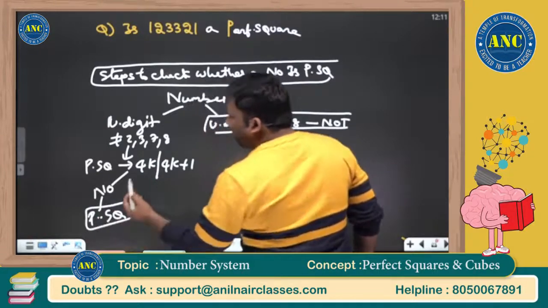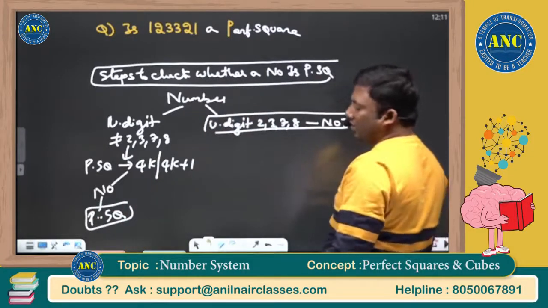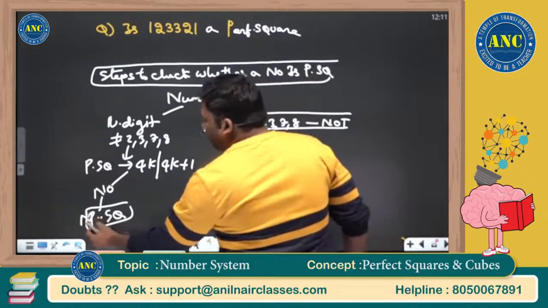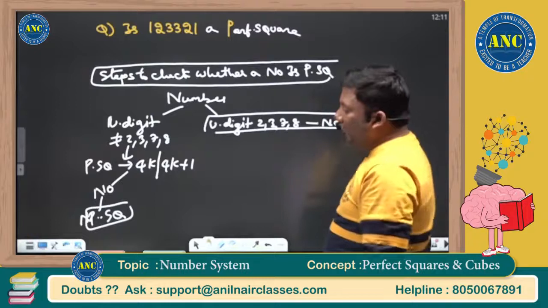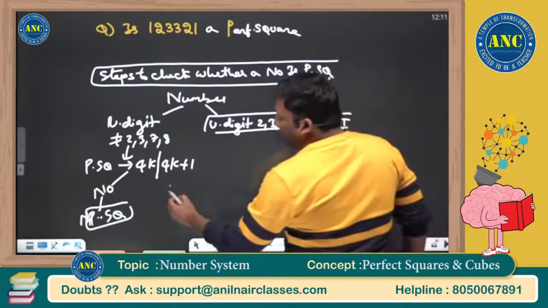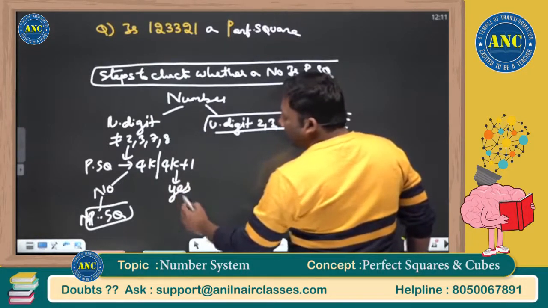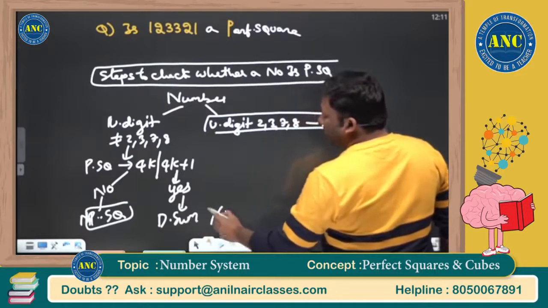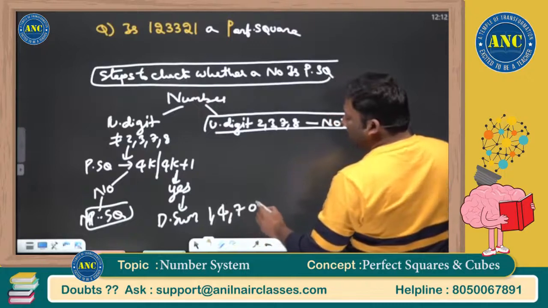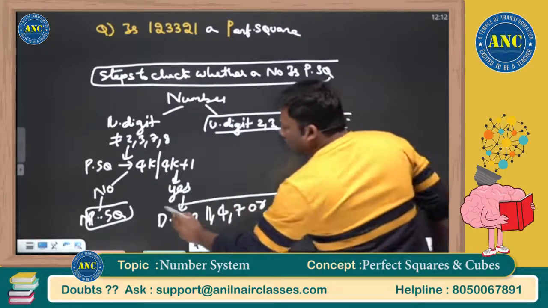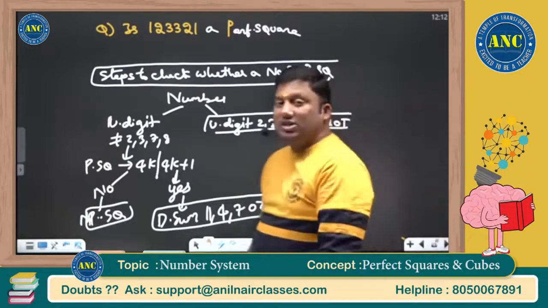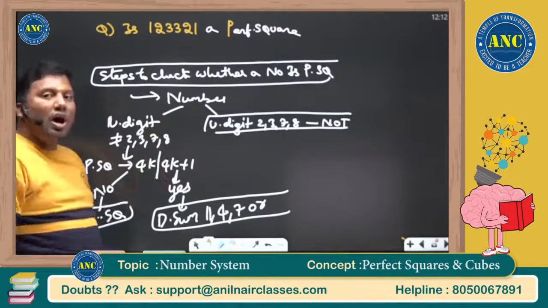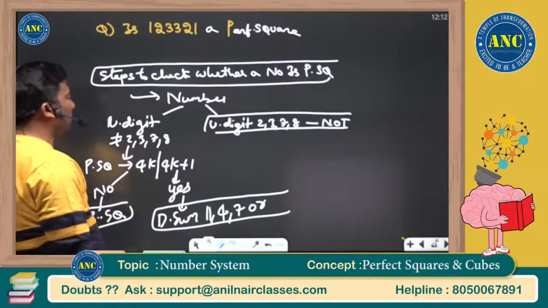If the number is not of the form 4k or 4k plus 1, then it is not a perfect square. If it is of the form 4k or 4k plus 1, then use the logic of digital sum 1, 4, 7 or 9. This flow chart should be extremely clear to you. If a number is given to you, how to check whether it is a perfect square or not?